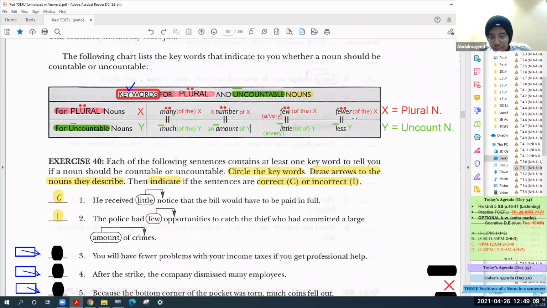What about less and fewer? Same meaning, right? Yes. But what's the difference between little and less? Do you know the difference? Mohana, what's the difference between little and less? How about few and fewer? When you compare, then we say less. What about fewer? Same thing, right? Few and fewer. Fewer is when we compare.